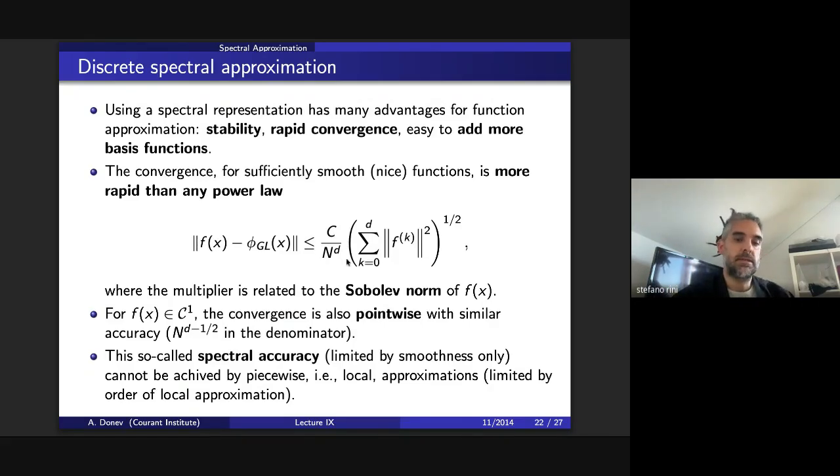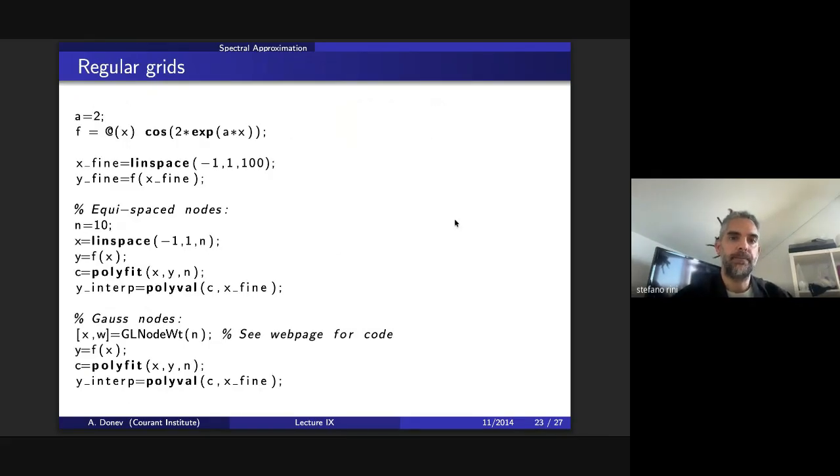The convergence is sufficiently smooth, meaning that if you look at the way in which the error scales with a certain dimension d, this is very powerful. And there is this n to the d, so that scales faster than the power law, so it's faster than a polynomial. This is called the Sobolev norm of the function, not relevant for you guys. And this is called spectral accuracy.